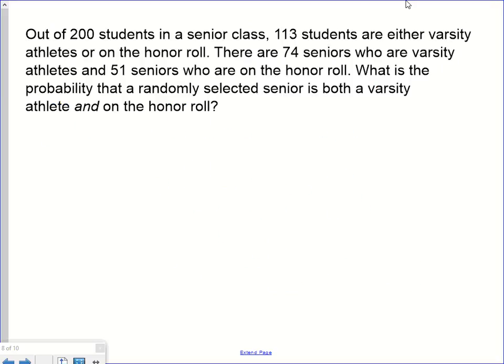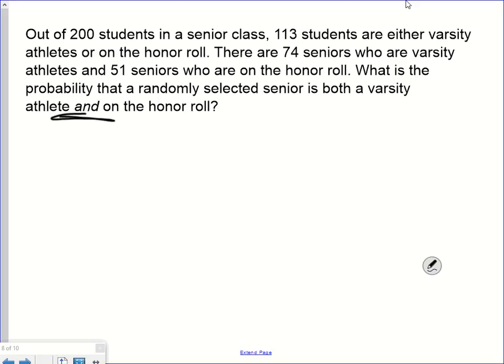All right, example 4. Out of 200 students in a senior class, 113 of them are either varsity or on the honor roll. 74 are varsity, 51 are on the honor roll. What is the probability that a randomly selected student is both a varsity athlete and on the honor roll? So I want to point something out. This is different. It's asking for what is the probability that they're both a varsity athlete and on the honor roll.